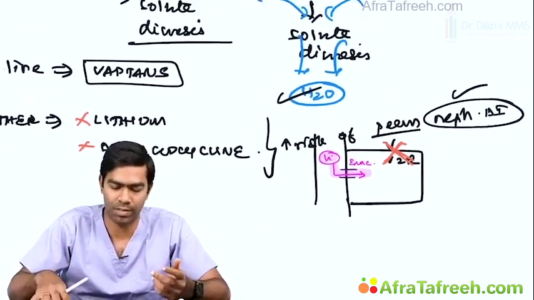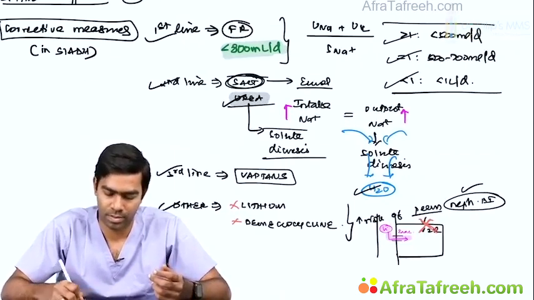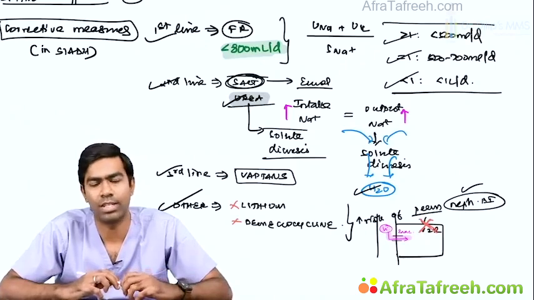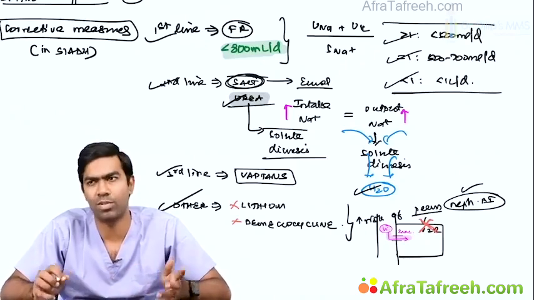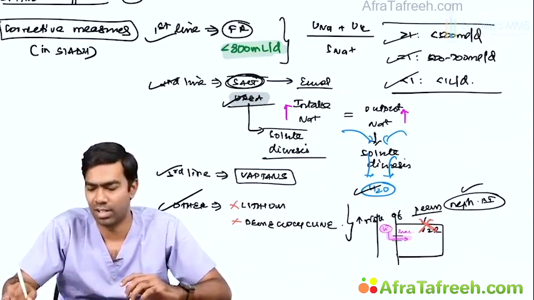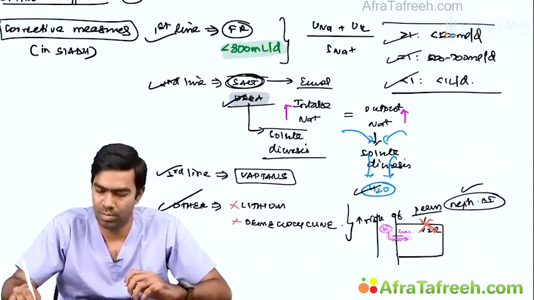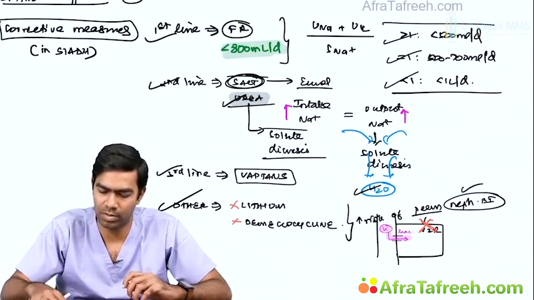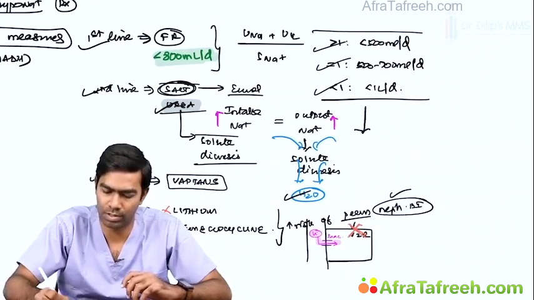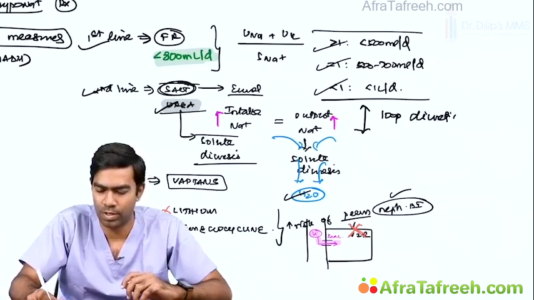So we leave that. These are the other things that are important to know. Lithium and demeclocycline are fourth-line treatment. The most important first line is fluid restriction. That itself will treat in a very good way. And remember, one of the important second-line treatments I didn't tell you is the usage of loop diuretics.